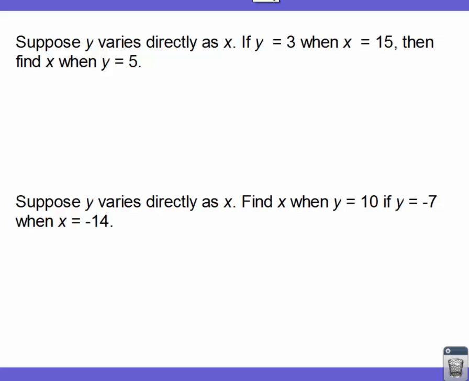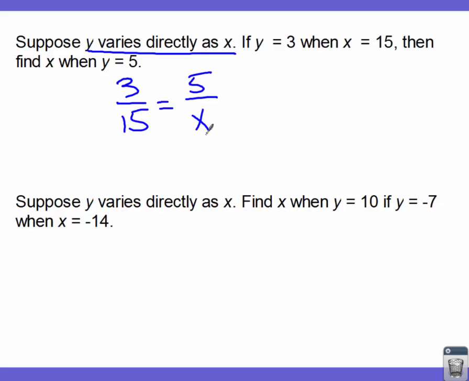Well, the other way to do this, when we say varies directly, we know that means that it's proportional. So I can actually set up a proportion. Okay, so I'm going to set up a proportion of y over x. 3 over 15 equals, okay, and then right here I'm going to do the same thing, 5 over x, and that's what I'm looking for. So I've got to figure out what value will go here in x?